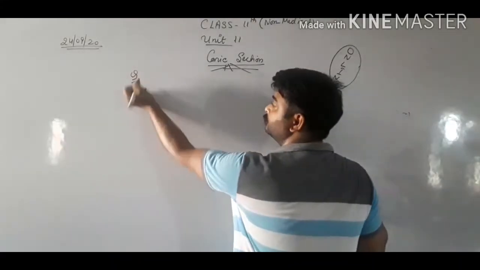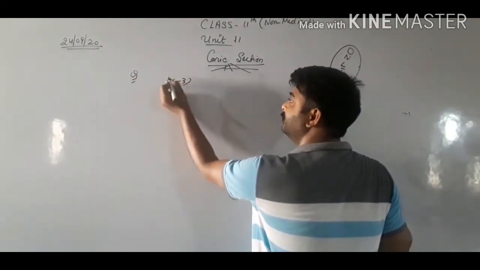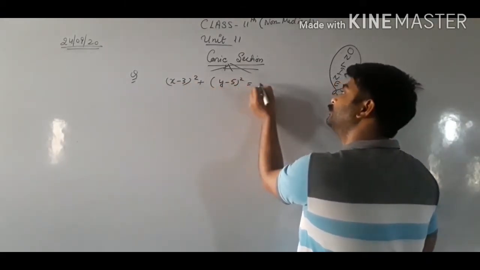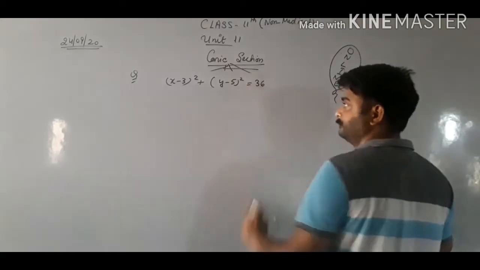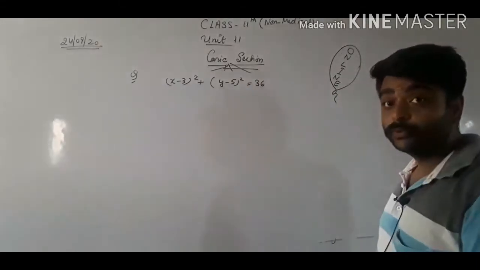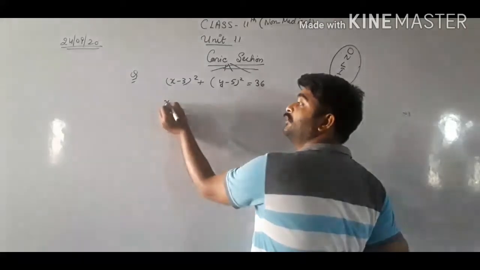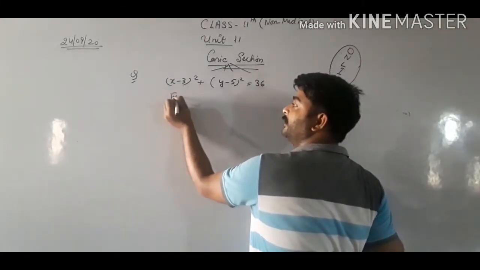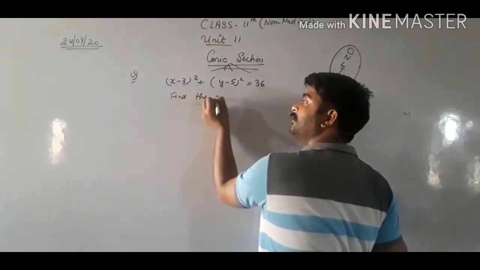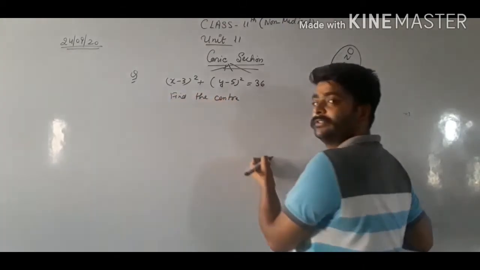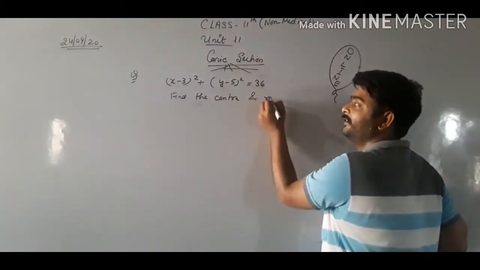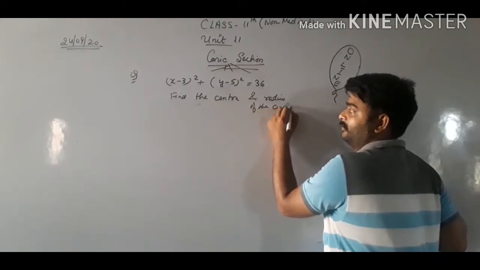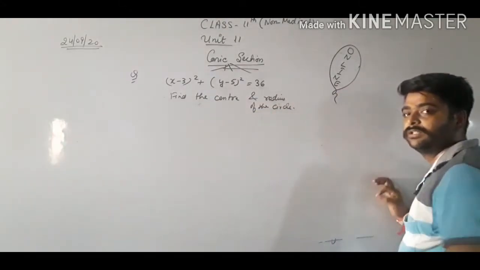There is a question: x minus 3 whole square plus y minus 5 whole square equals to 36. So class, what is the equation? x minus h. Now first of all, what is the question? First we will write there. Find the center and radius of the circle.